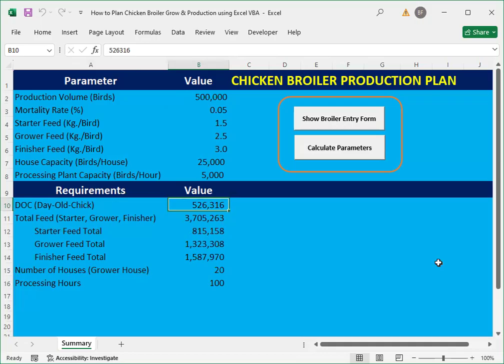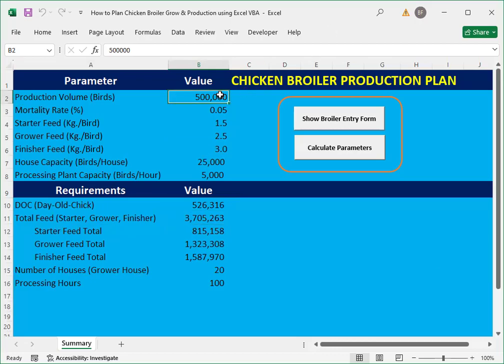So this is a big money reduction, capital reduction, because we only expect production volume of 500,000 birds. Therefore, our day-old chicks will become 526 only. So, we cut by almost 500,000 of DOC requirement. And also, from 1 million production volume of birds at 5% mortality rate, we just need a total of 3,705,000 of total feed requirement.